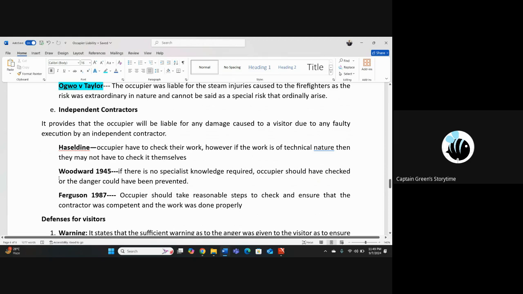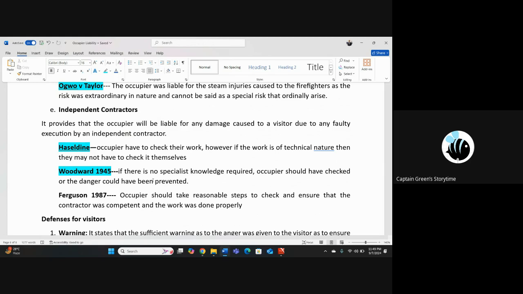According to the Haseldine case, note this down: occupiers have to check their work. However, if the work is of a technical nature, then they may not have to check it themselves. Moving on to Woodward 1945, it tells us that if no specialist knowledge is required, the occupier should have checked, or the danger could have been prevented. When there is no special knowledge required to check whether the work being done is done properly, then the occupier has the responsibility and would be liable in circumstances where the danger could have been prevented.